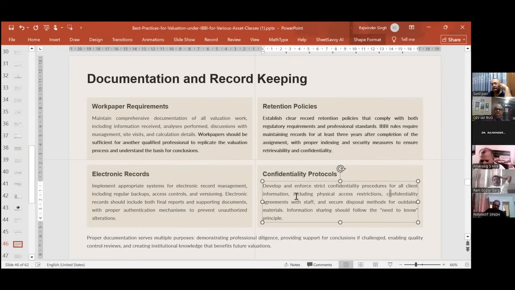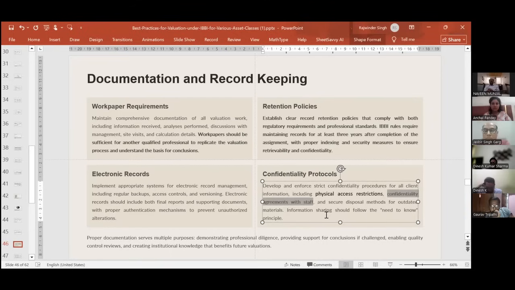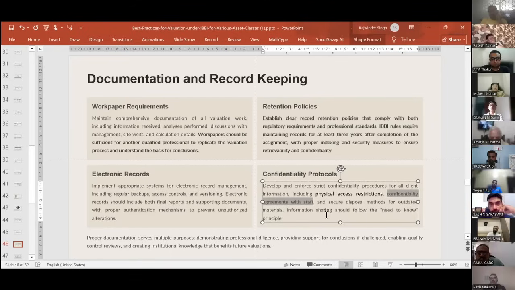First thing, you should have physical access restriction. Second, please do have a confidentiality agreement with your staff. You have to maintain this. This may be checked when any one of you may be subjected to inspection. They may have to check these things. And third thing, secure disposal methods for outdated material. These three things are important.